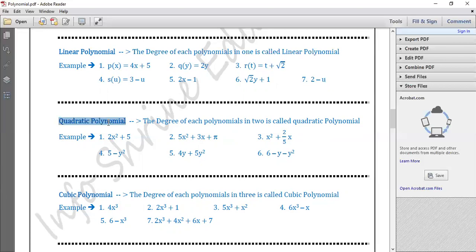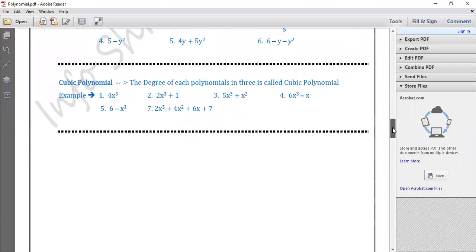Now, quadratic polynomial. The degree of each polynomial being 2 is called the quadratic polynomial. 2 here, see, 2x square, so the degree is 2 here. Here 5x square, degree is 2. X square, degree is 2. Y square, degree is 2. Y square, degree is 2. Minus y square, degree is 2. So a polynomial of degree 2 is called the quadratic polynomial.